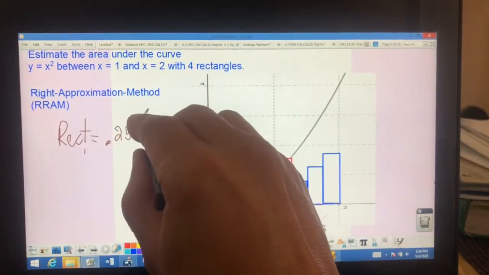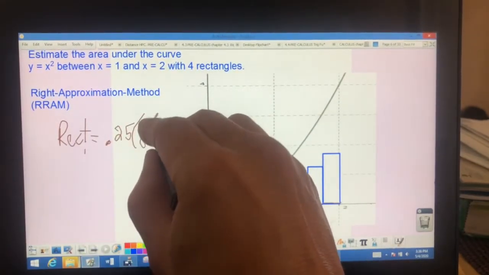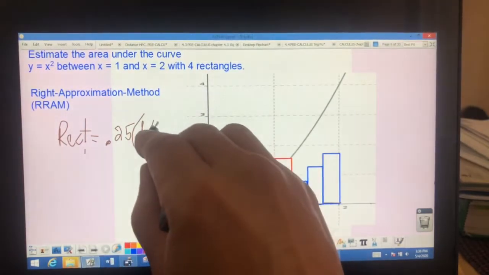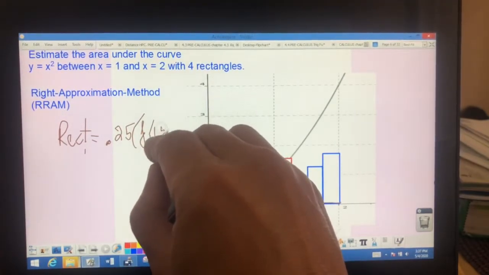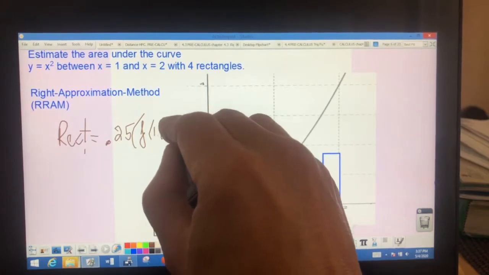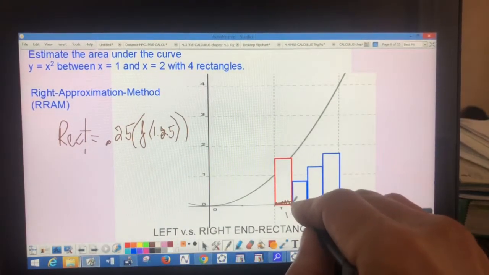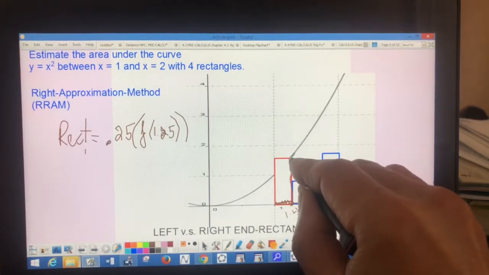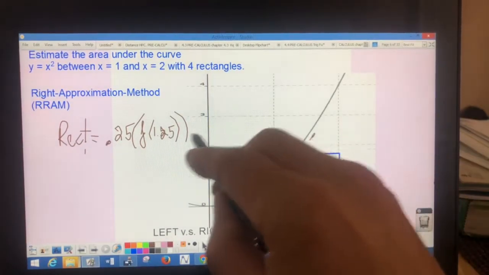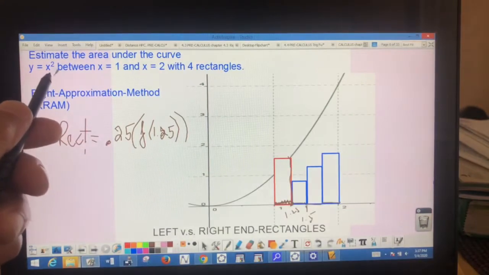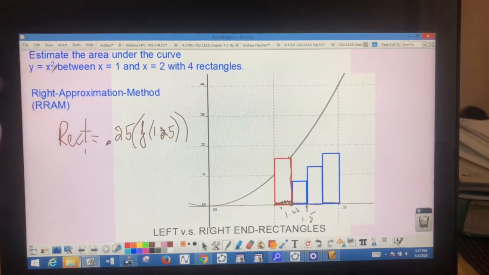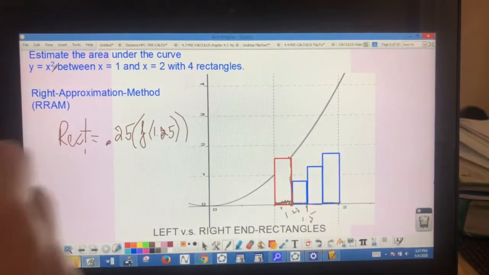So it's 0.25 each, I'm sorry. So now you're going to times it with the f of 1.25. Why is it 1.25? Because that's the location you're going to get the height from. So now you take your 1.25 and plug it in here. We can do that on a calculator, okay? So it's just 1.25 squared.